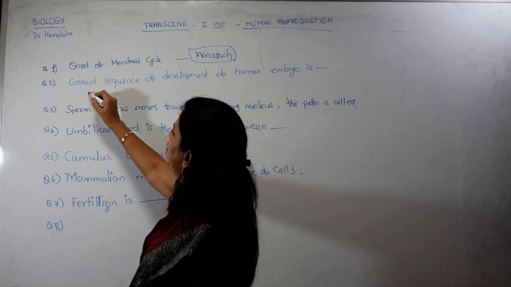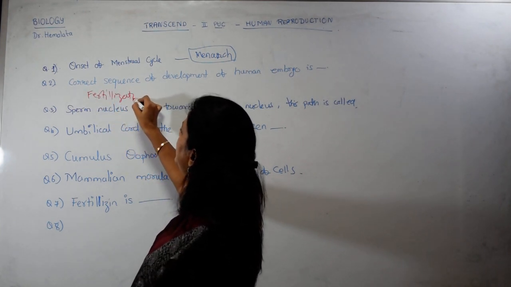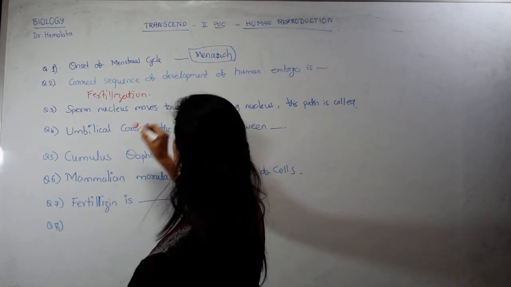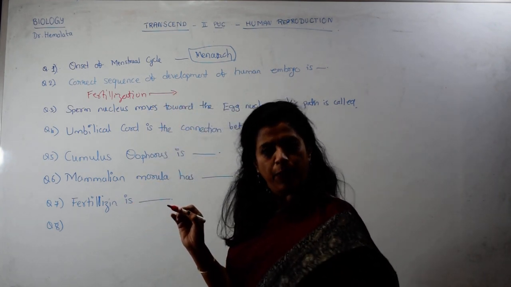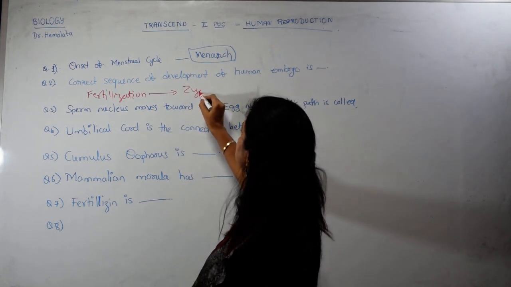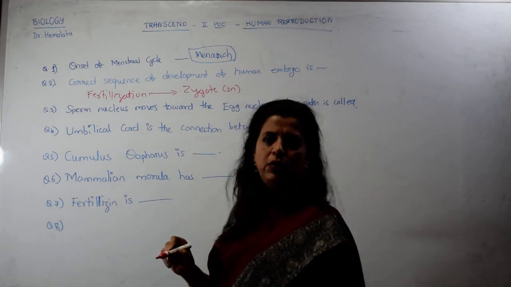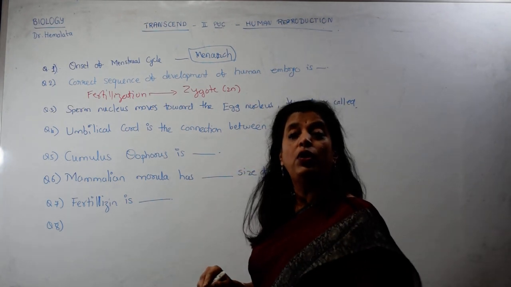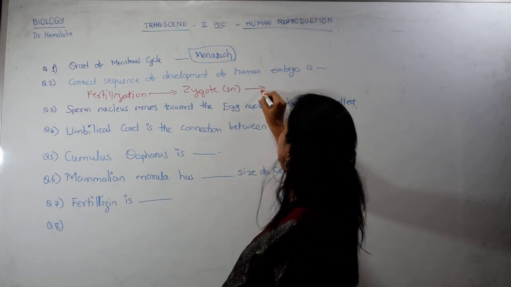First is fertilization. I am writing here, fertilization is the first step, because only when fertilization happens is an embryo formed, right? Once fertilization happens, male and female gametes, which are haploid, unite to form the zygote, which is a diploid structure. Now the zygote is formed. What is next? The zygote begins to undergo repeated mitotic divisions. That is called cleavage.